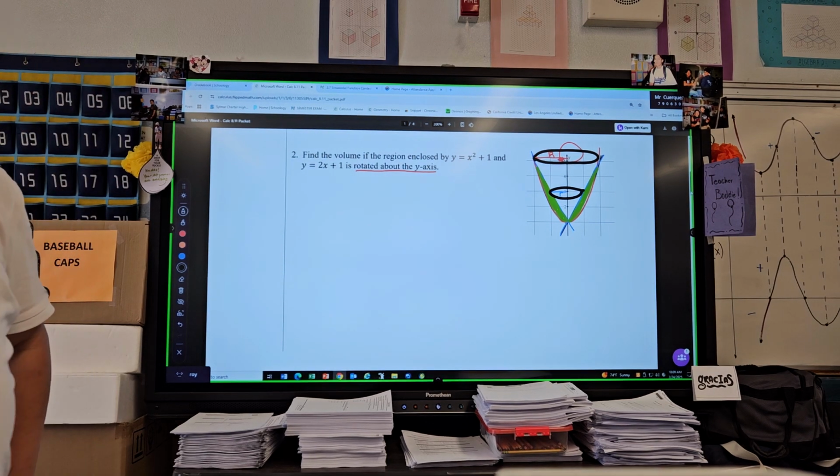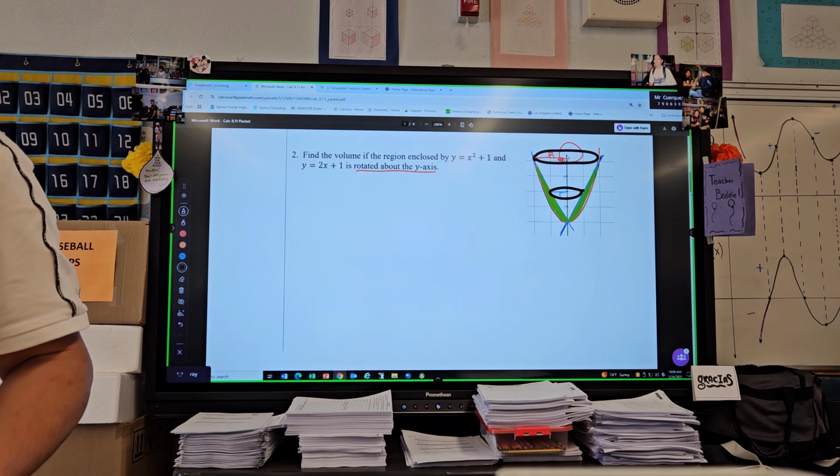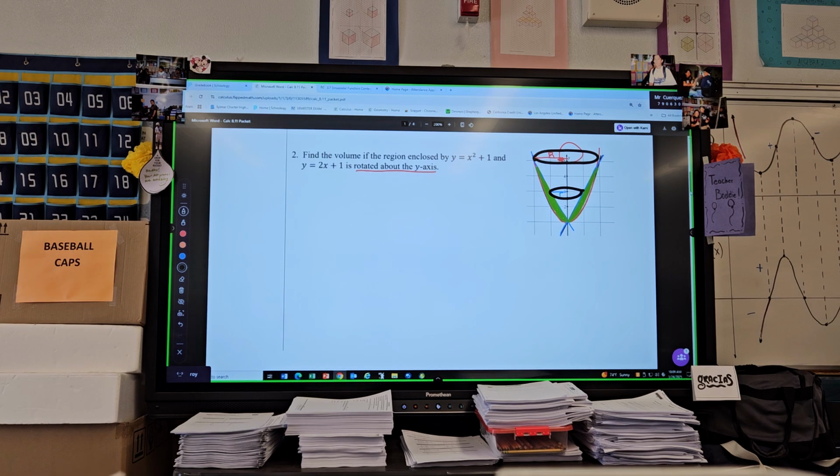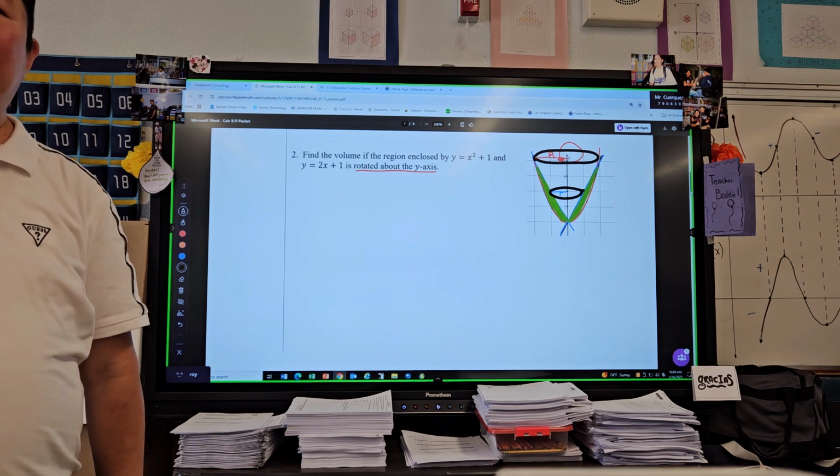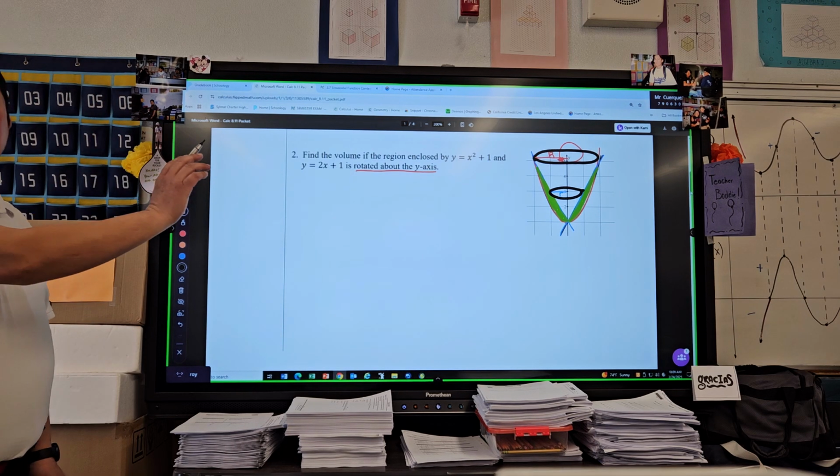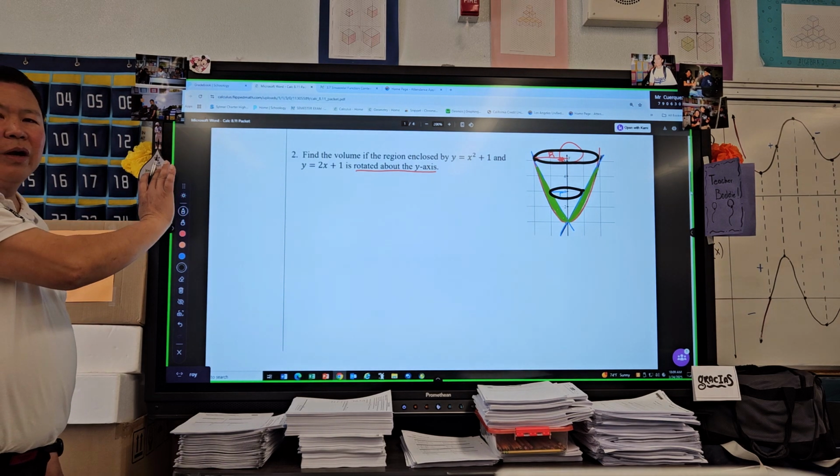Does it have a limit? What is the limit? From 1 to 5. That's your limit. Okay, so would anyone write the integration or integrals right here?